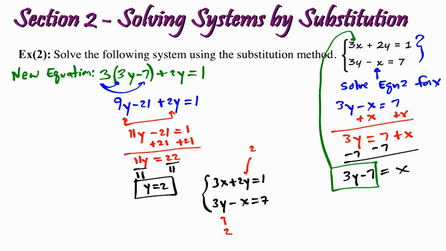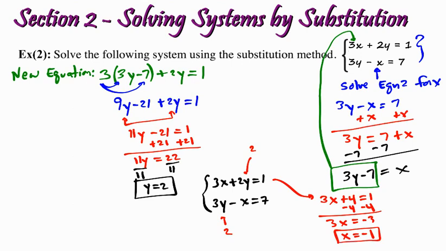So the top equation becomes 3x. 2 times y becomes 2 times 2, so that's 4. So 3x plus 4 equals 1. We can subtract 4 from both sides. This gives us 3x equals negative 3. Divide both sides by 3, and we get x equals negative 1.